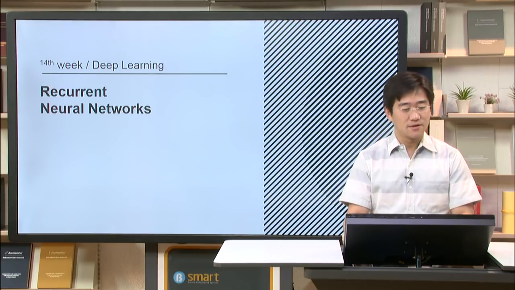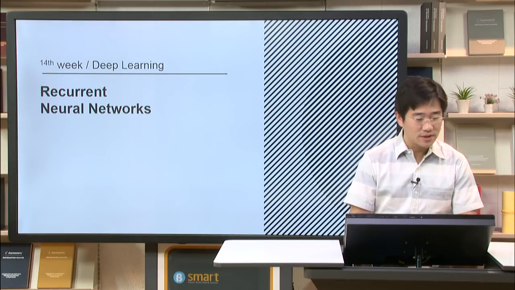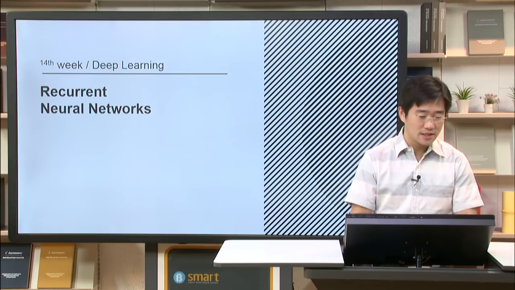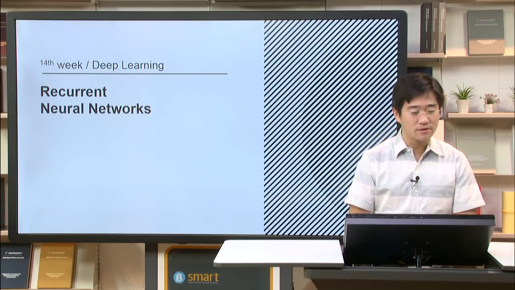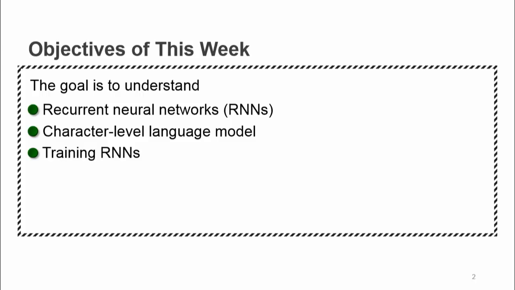So this is the 14th week and we continue to study deep learning, especially focusing on the topic of recurrent neural networks. The objectives of this week's lecture are to understand recurrent neural networks, and also its simple applications in character-level language models, and also how to train this RNN model.